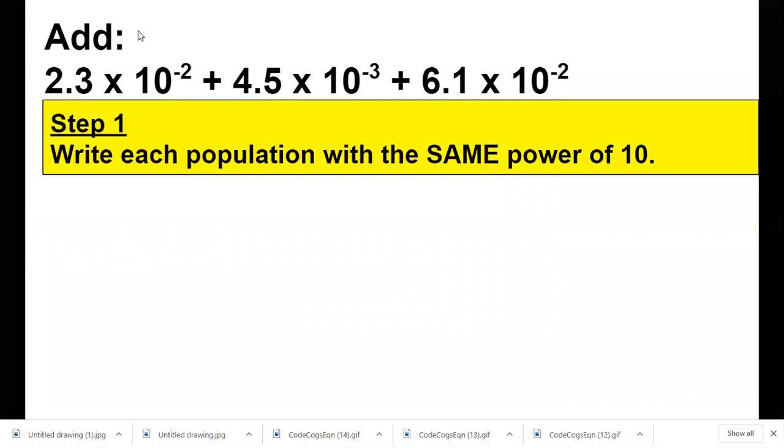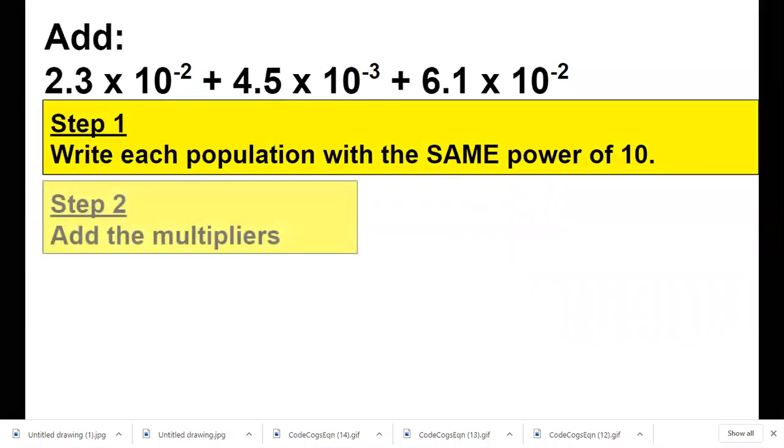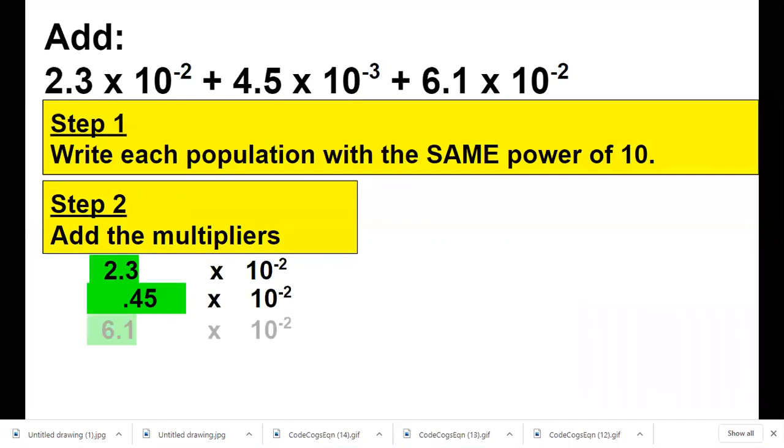So we write each population with the same power of 10. That's done. We add the multipliers. What are the multipliers? The numbers in front of the powers of 10. 2.3, 0.45, and 6.1. Notice how I used 0.45 because I changed the number to the same power of 10.